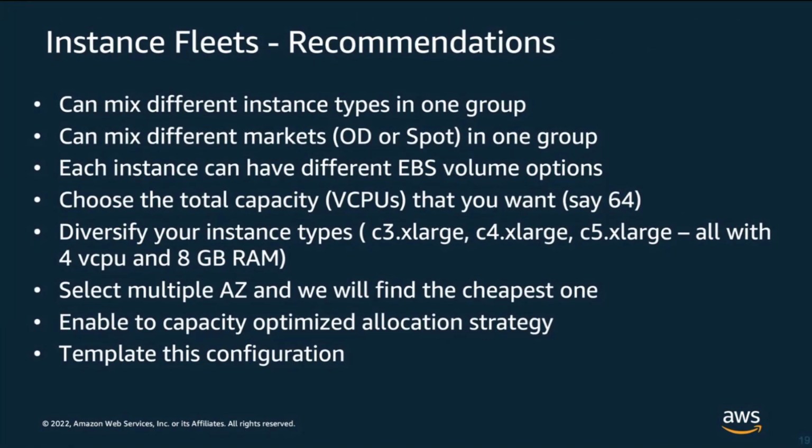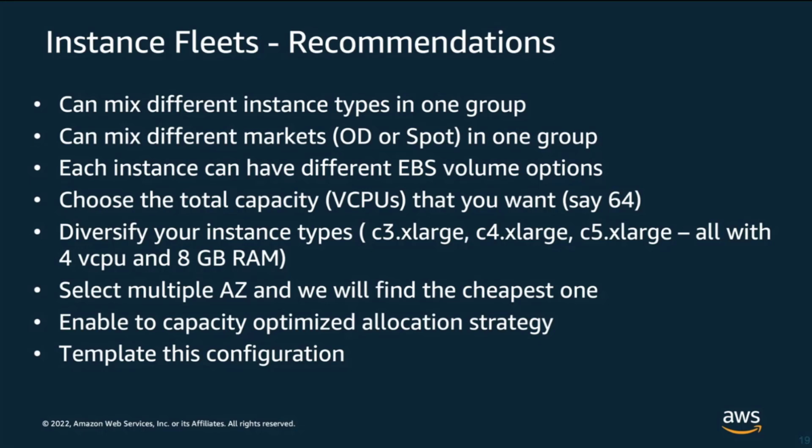Some of the recommendations which we already give to customers are: you should have a mix of different instance types in one group. Second, you should have on-demand and Spot instances in one group, so that in case the Spot instance is gone, you still have an on-demand instance to cover whatever is needed for that workload. So it's not like a complete data loss at all. And each instance can have a different EBS volume size, so you can choose which option is better for you when using Spot instances.